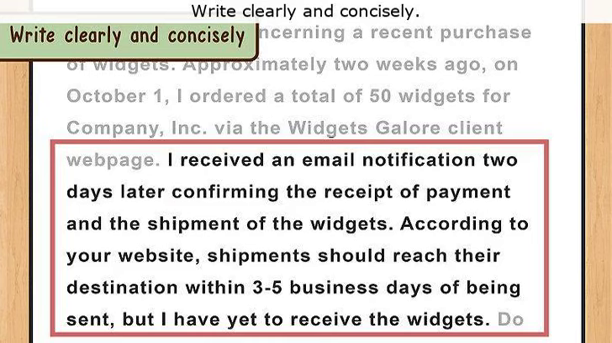Step 3. Write clearly and concisely. Let your reader know exactly what you are trying to say. Your reader will only respond quickly if your meaning is crystal clear. In particular, if there is some result or action you want taken because of your letter, state what it is. Explain your position in as few words as possible.